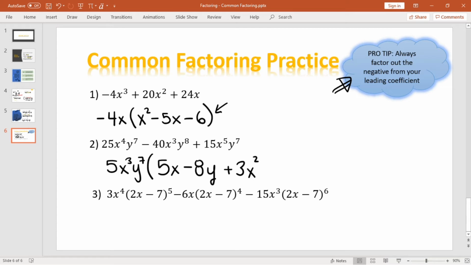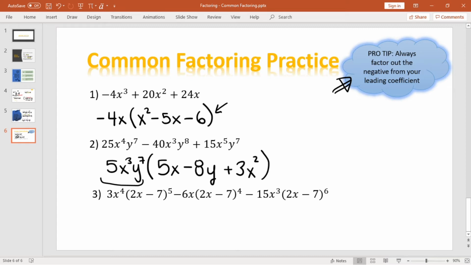y7 over y7 is 1, so they're all gone. So just looking at what's left behind in the brackets, making sure that I can't divide out any numbers or variables further. Nope, we're good. And if I wanted to check my work, you know what to do. Put that thing back in and hope that you end up at the original polynomial.